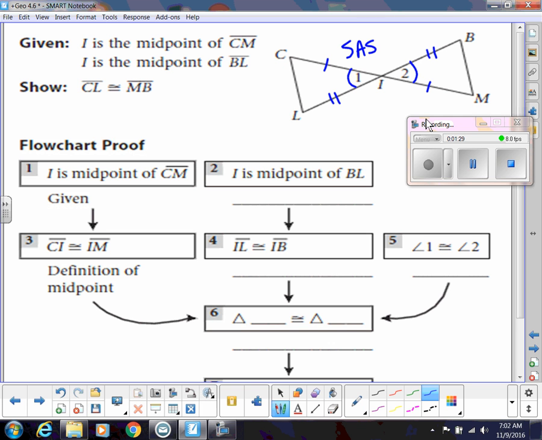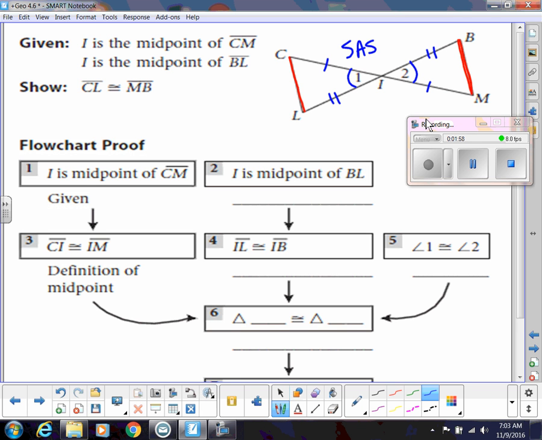But notice what we're trying to prove. We're trying to prove that CL, this segment, is congruent to MB. Notice that we don't have a direct way of getting there. So what we're going to do is prove that the triangles are congruent first, and then we can say, well, those segments are part of those triangles, so we can then know that they're congruent. Okay, so we're doing flow proofs in this lesson, just to give you a different experience.